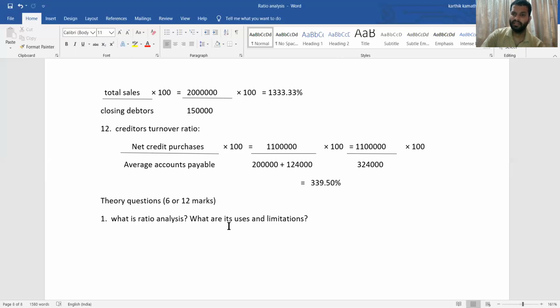And what are the disadvantages of ratio analysis? It depends on figures, and figures can be manipulated. And accounting procedures adopted may not be the same for each concern. In some concerns they may adopt some procedures, and in other concerns they may go for other procedures. So we cannot depend entirely on ratios. So you need to find out the uses and limitations and write in your own words. I already told you the meaning of ratio analysis. So this is all about ratios.